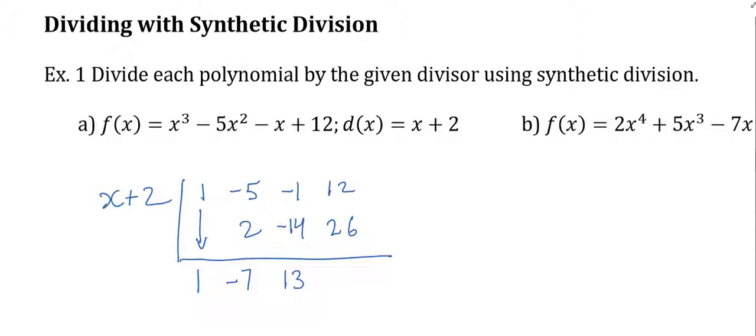Am I going too fast? Is everybody keeping up okay? 12 minus 26 is -14. Put a box around that, and obviously we're done. There's your answer, and we move on to the next example.